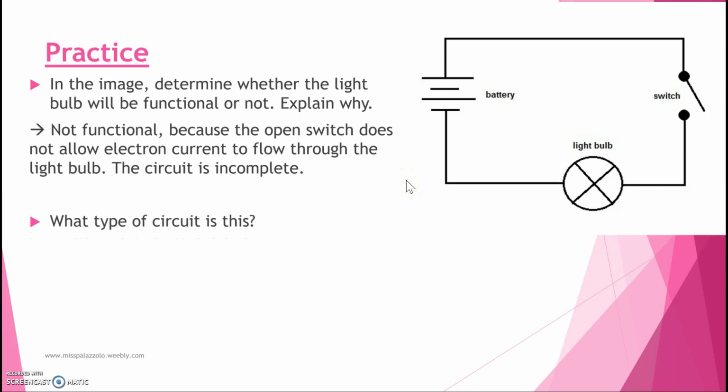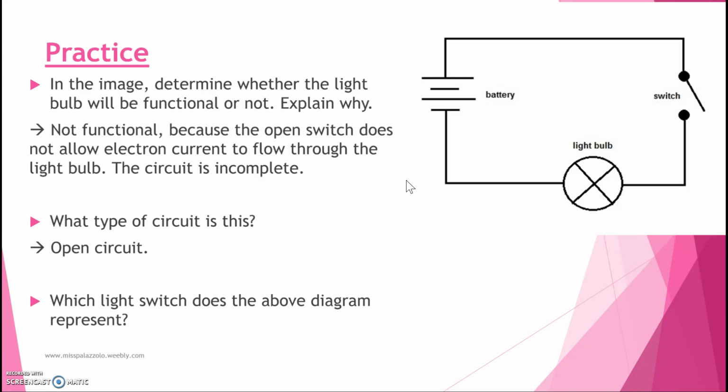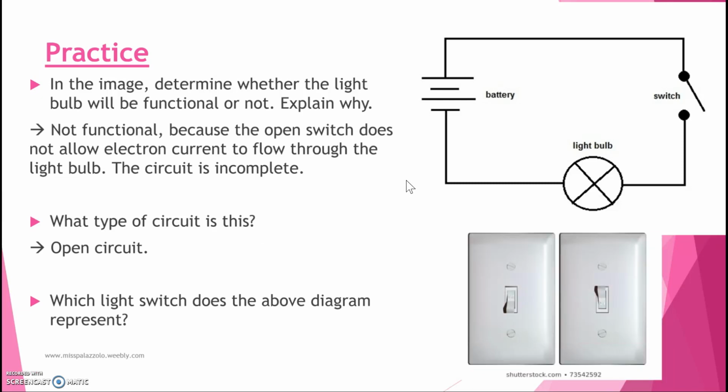So what type of circuit is this? Open or closed? It is considered an open circuit. And last but not least, which light switch does the above diagram represent? If you think about it this way, you've got your light switch in your house and you push it down to turn it off and you push it up to turn it on. Well, in this case, we are turning off the light. So the light isn't even on yet. So in this case, the circuit represents this light switch.